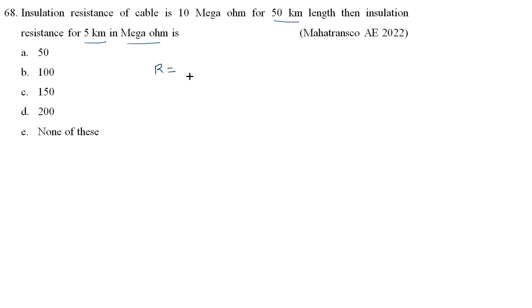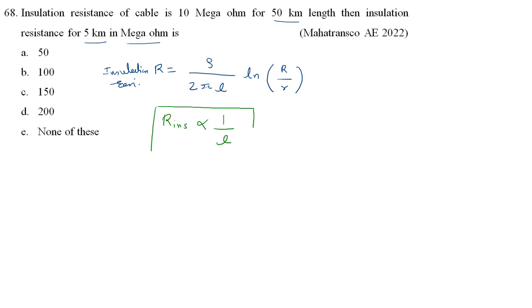Now remember the formula for insulation resistance, which is given by R equal to rho upon 2 pi L ln R by r. This is basically the insulation resistance. Here R is the radius of the cable considering the outer sheath, and small r is the radius of the conductor. So what we need to remember here is that insulation resistance is inversely proportional to the cable length. That we need to remember. And one more thing that we have observed, that the capacitance of an insulation cable is directly proportional to the cable length.